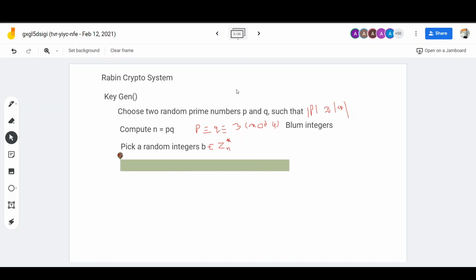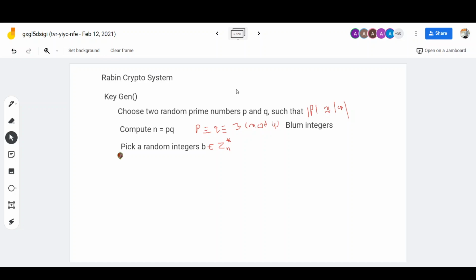And the fourth step is very simple. You have to publicize n comma b as your public key and keep p comma q as your secret key.